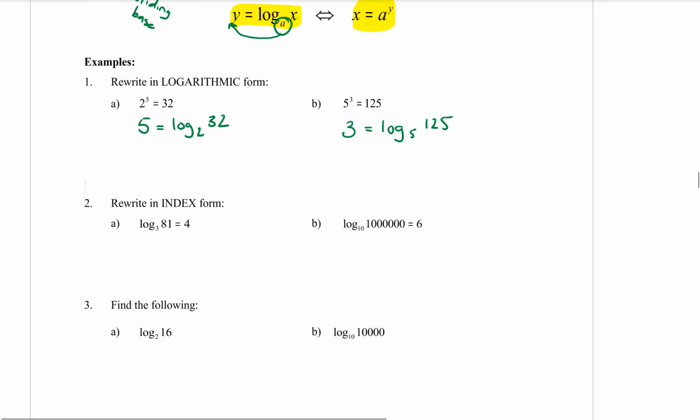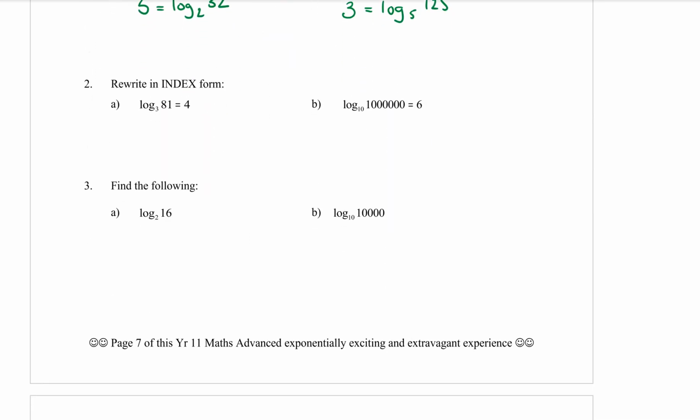Question 2 is doing the reverse. We have a logarithm here and we want to rewrite it in index form. So we just keep sliding that base. So the logarithm is going to disappear. The 81 stays where it is. The 3 slides across to the other side and becomes the base of the 4. So it's 3 to the power of 4.